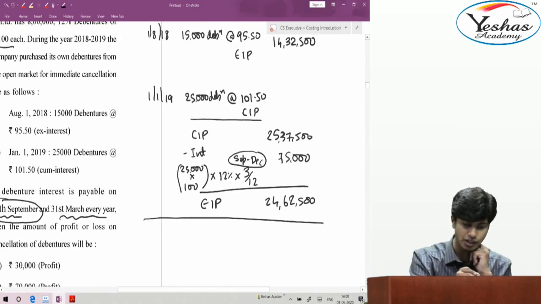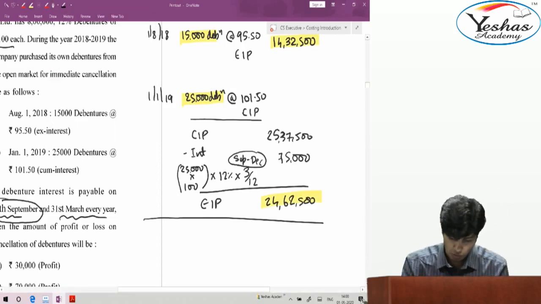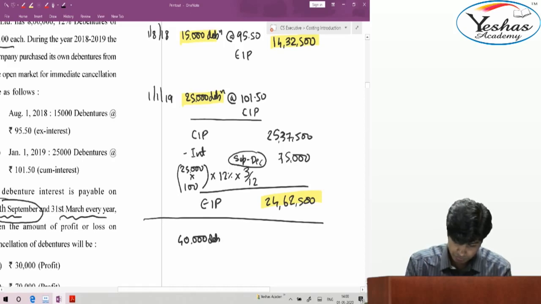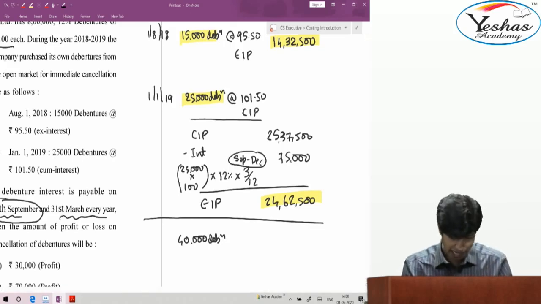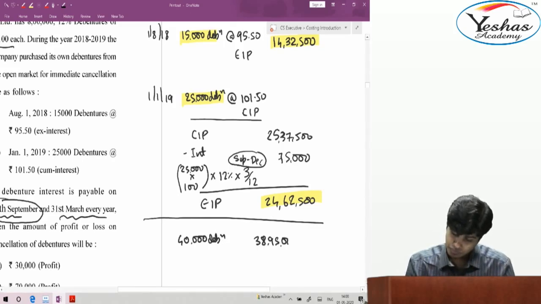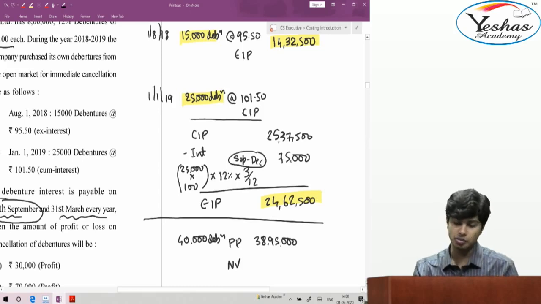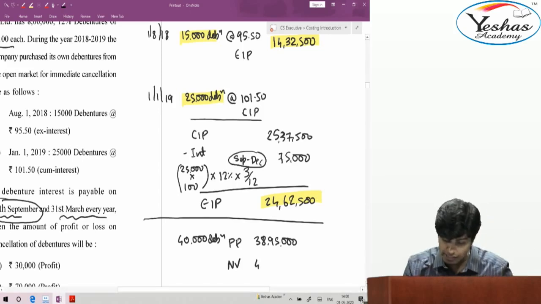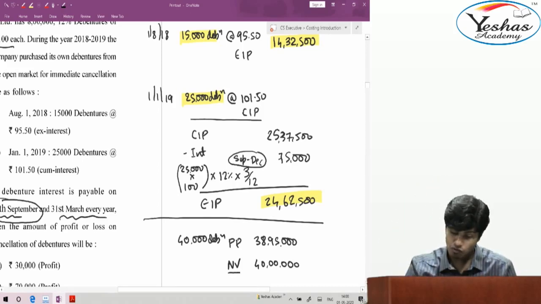So now let's do the totaling part. 15,000 debentures here, 25,000 debentures here, 14,32,500 here, 24,62,500 here. Both are my ex-interest prices. So for 40,000 debentures, I paid how much? 24,62,500 plus 14,32,500. So I paid 38,95,000. This is the purchase price. What is my nominal value? Each debenture is of rupees 100. So 40,000 debentures into 100 rupees each comes to 40 lakh. So guys, 38,95,000 is the purchase price, and 40 lakh is the nominal value.